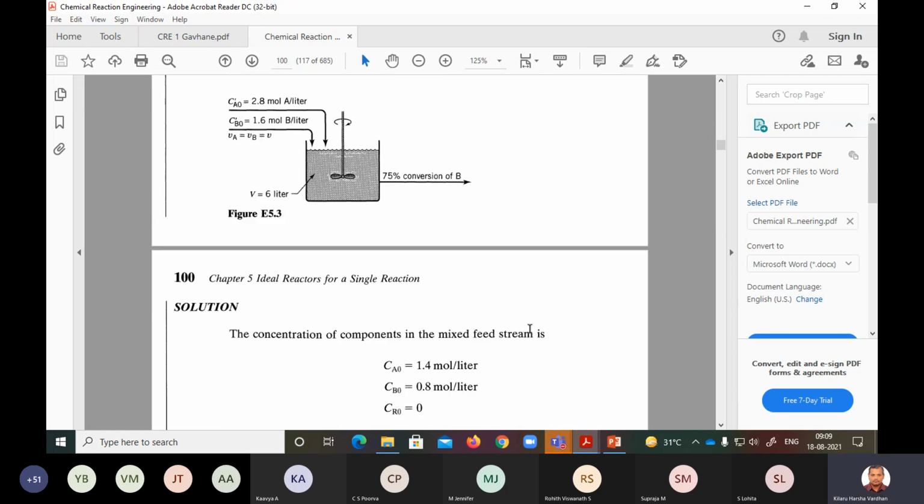Can anyone notice what is happening there? How did this 1.4 and 0.8 come? He is giving 2.8 and 1.6. Why are you taking Ca0 as 1.4 instead of 2.8? Why is Cb0 taken as 0.8 instead of 1.6? That is why he is giving the dash here. Can anyone tell that? Anyone?